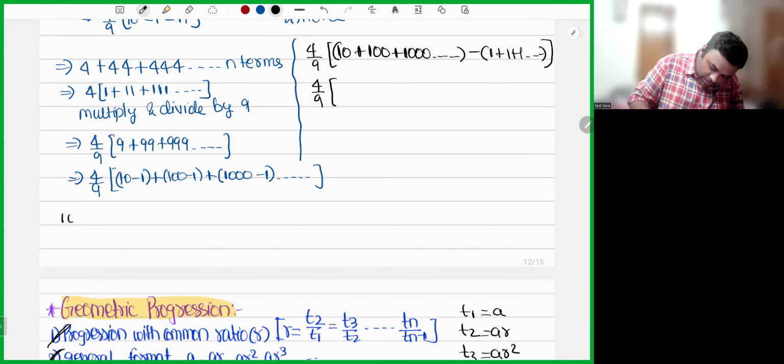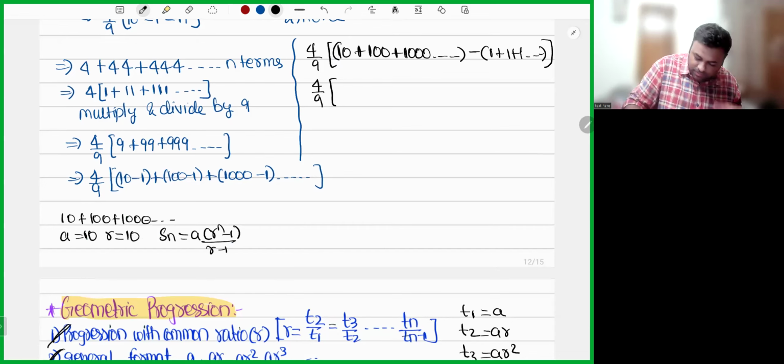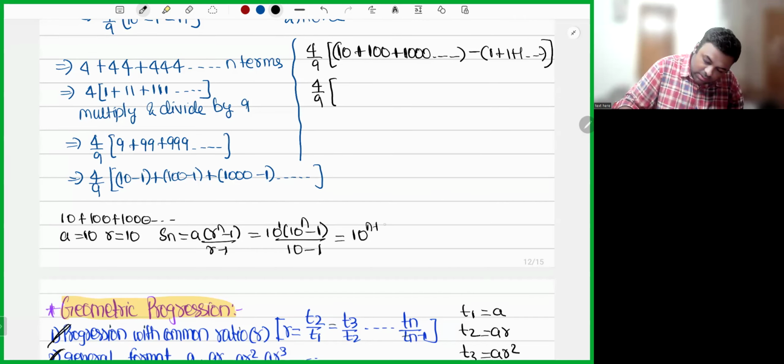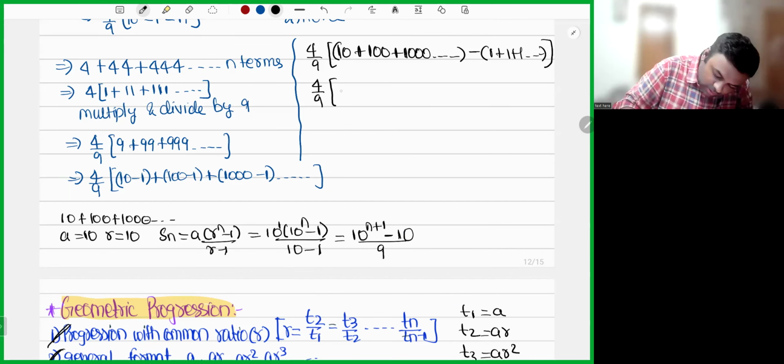Now 10 plus 100 plus 1000, and so on. A is equal to 10, common ratio is equal to 10. So Sn will be A into R power n minus 1 by R minus 1. So 10 into 10 power n minus 1 divided by 10 minus 1. What is 10 power 1 into 10 power n? 10 power n plus 1 minus 10, whole divided by 9.